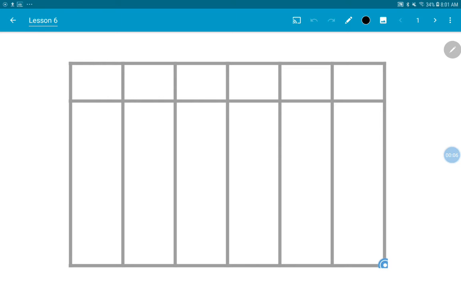Today we're going to work on finding 1,000, 10,000, and 100,000 more or less than a number. So we're going to start out using a place value chart. I need to go ahead and label it.